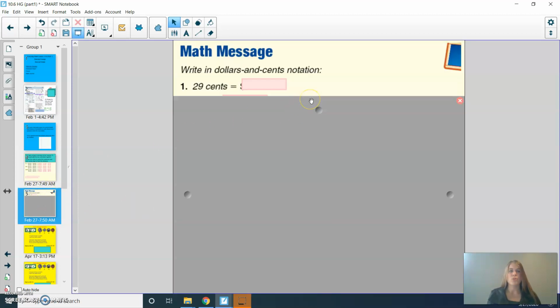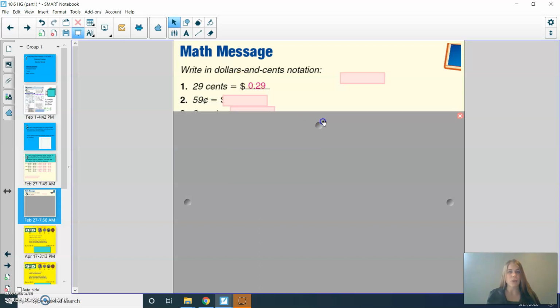For the next problems, we're writing our answer in dollar and cent notation. Remember, in dollar and cent notation, we need the dollar symbol, and we also need that decimal point. So 29 cents would look like dollar sign, decimal point, or $0.29. And again, make sure you have that dollar symbol in front. What would 59 cents look like? 59 cents. And please pause as often as needed.